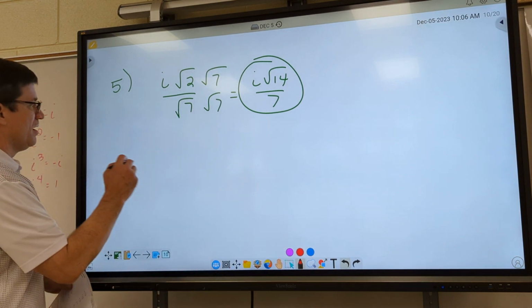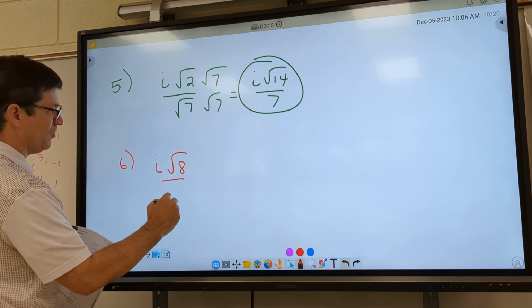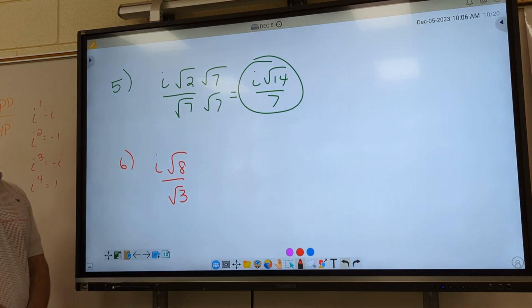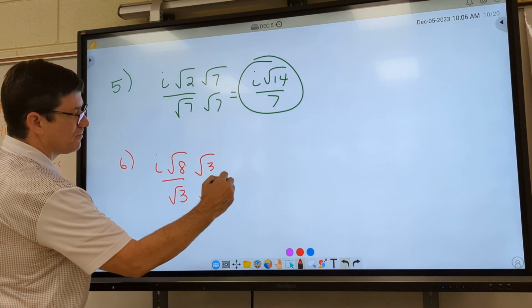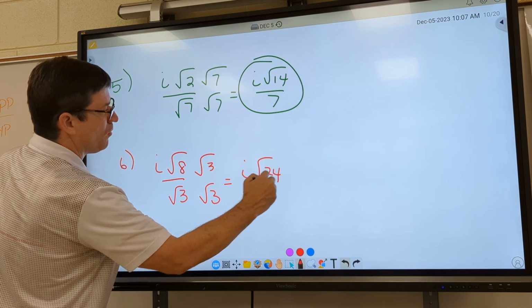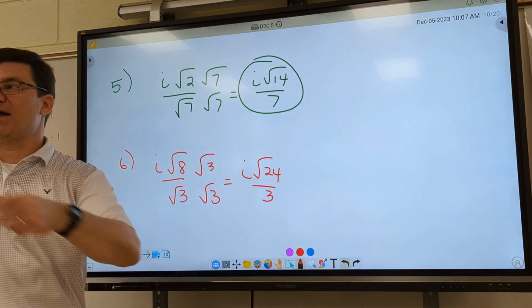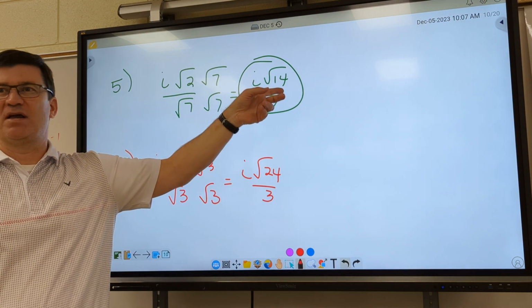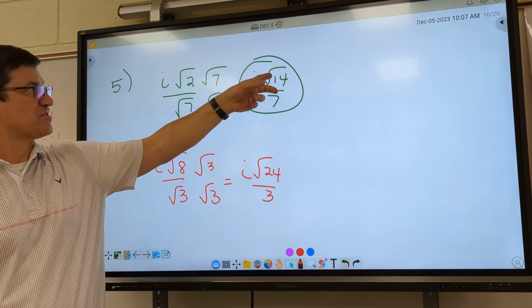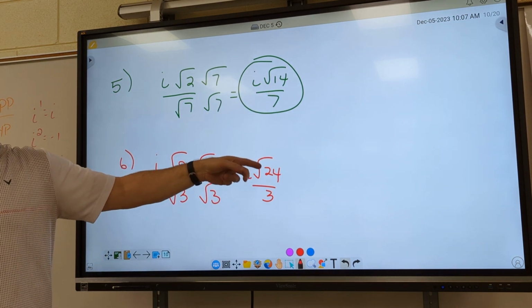Do 6 the same way. It'll be i root 8 over root 3. What do I times by on this one? Root 3. I get i root 24 over 3. All right, hold on. I think that one will simplify more. Number 5, I don't think would simplify. I didn't ask y'all this, but could I divide 14 divided by 7 right there on that one? You can't. Why not? Because that was a square root and that was not a square root. Same thing here. You can't divide them, but I think root 24 will simplify.